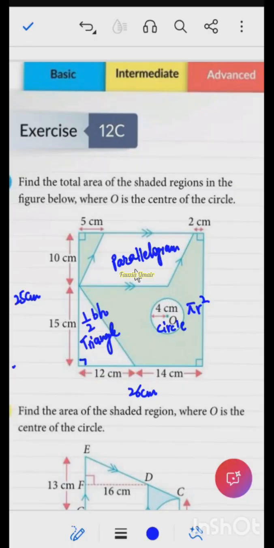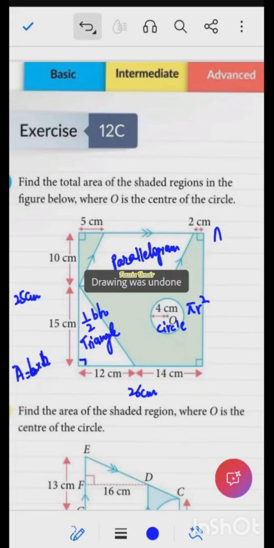Now the rectangle. Rectangle is having area base into height. So, sorry, length into breadth, right? So length is 26, breadth is 25. So we will easily find out this area as well. Now comes the parallelogram. So what is the formula of area of parallelogram? Area of parallelogram is base into height.